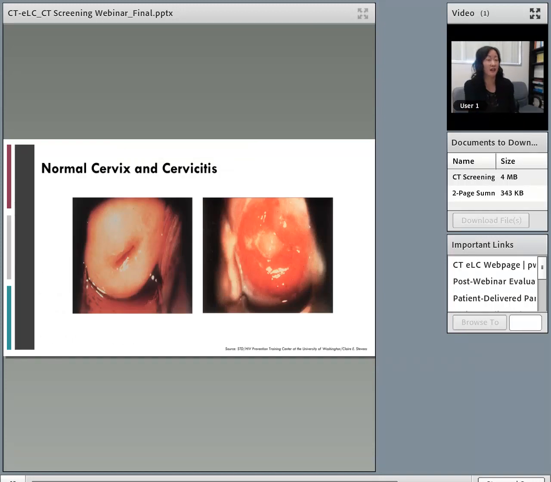So I'm going to show you some pictures, and then pretty soon I'm going to my first poll. But the normal cervix is on the left. The cervix on the right, you'll see, is red. We call that erythematous. You can see some discharge, which looks sort of like pus coming out of the center or the os, and that is cervicitis caused by chlamydia. It can also be caused by gonorrhea and other STIs.